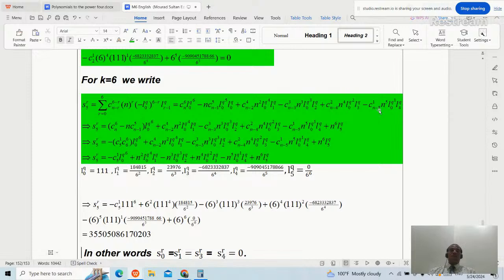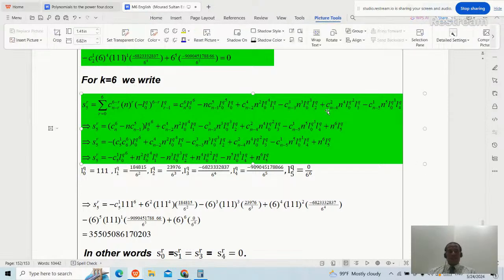when now r equals 5, it will be n minus 5, then 6 minus 5 is 1. Combination of n minus 5, choose 1. N raised to the power 5 times L0 of all the q raised to the power 1, because 6 minus 5 is 1, times L4 of all the q.